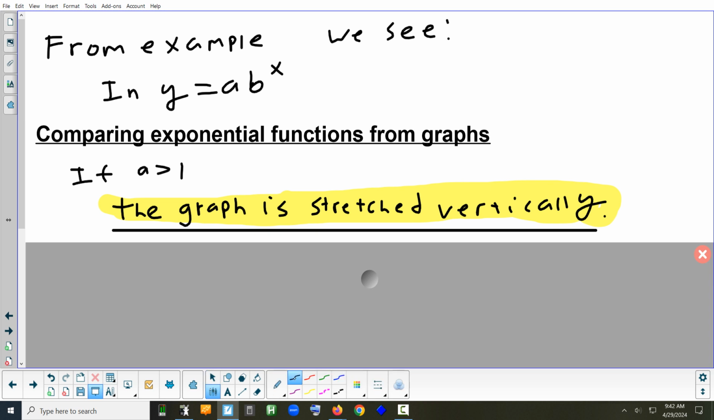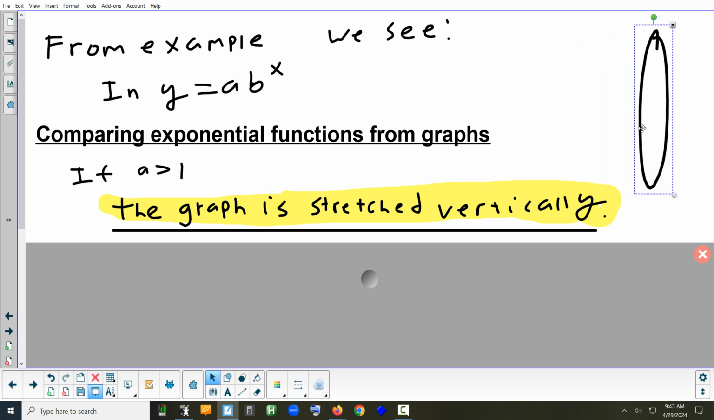Okay, an even easier way for me to show you that is if I take something that's a perfect circle and I stretch it vertically, what does it turn into? Yeah, it turns into like more of an oval. That's what's happening with these exponential functions when you stretch them vertically. They don't turn into an oval, but they're being stretched, and that's what I'm trying to show you.